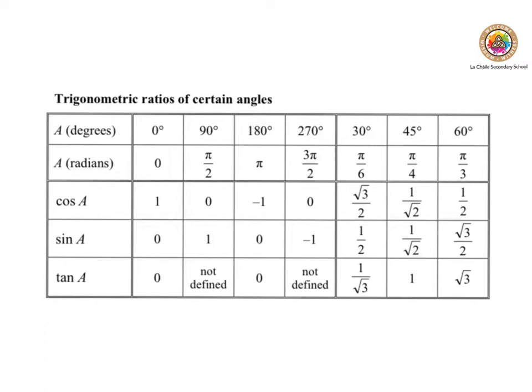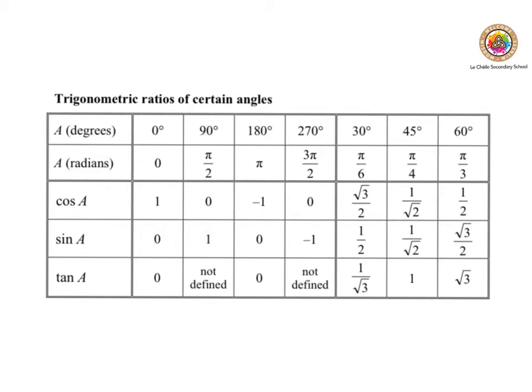So having a look in our log tables, we would come across this particular table here. Okay, and as we can see, for all of the special angles, so 0, 90 degrees, 180, 270, 30 degrees, 45 and 60 degrees, we have these values for sine, cos and tan. Okay, and so what we're going to do now is have a look at how these are formed for these three special angles, and see can we construct them.